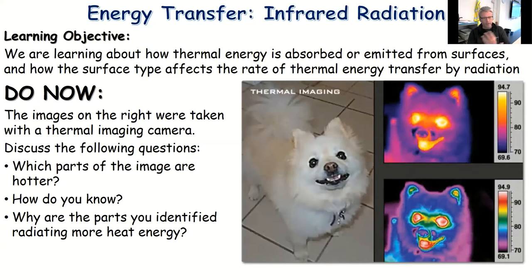And the very first thing that I'd like you to do is to discuss with somebody near you, if you're able, or if you're at home, have a good think about this for yourself, the following questions. The images on the right were taken with a thermal imaging camera. Which part of the images are hotter and how do you know this? And why are the parts that you identify as hotter radiating more heat energy? If you're watching a video recording of this, it would be a good idea to pause right now and we'll go through the answers in a minute. Okay.